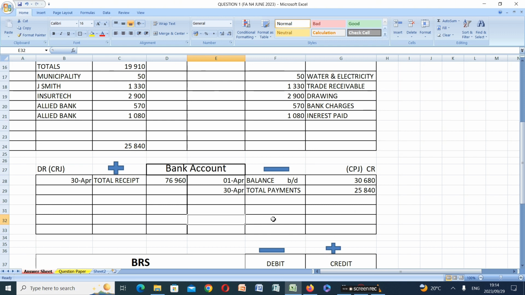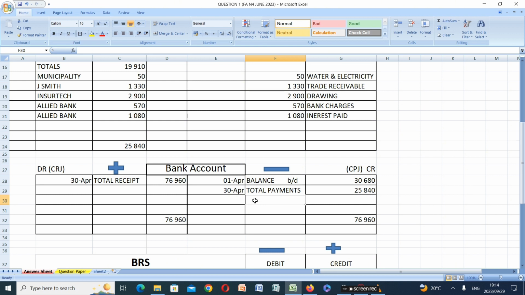So the next step is to check which side is the bigger side. As we can see already, this side is the bigger side. So what are we going to do? We're going to write this amount on both sides, 76,960, like this. Now we need to say this minus all this to get our balance carried down.